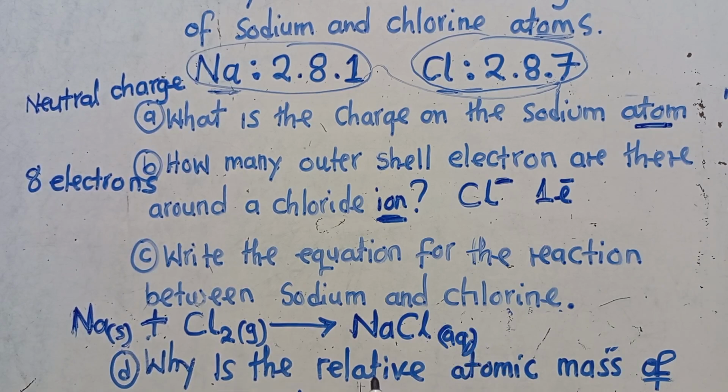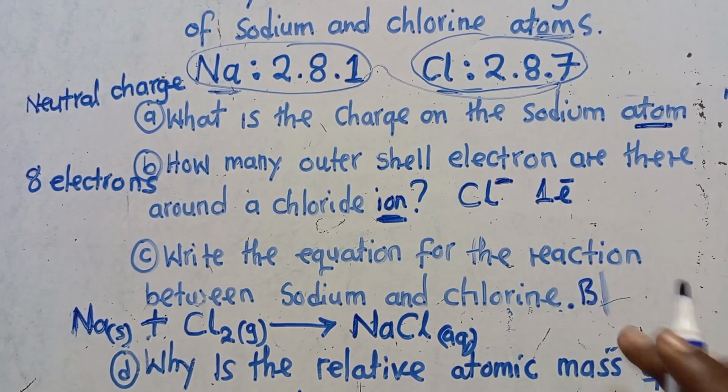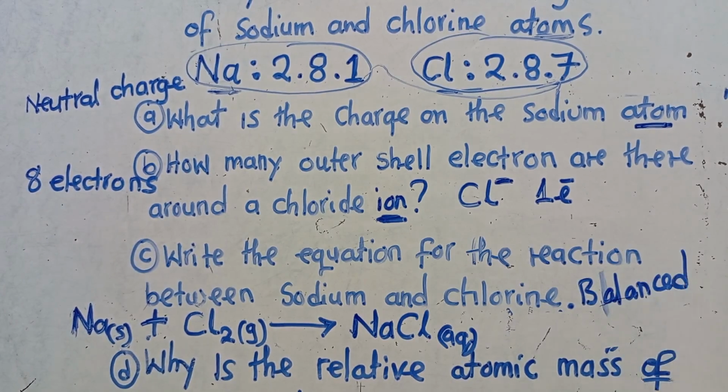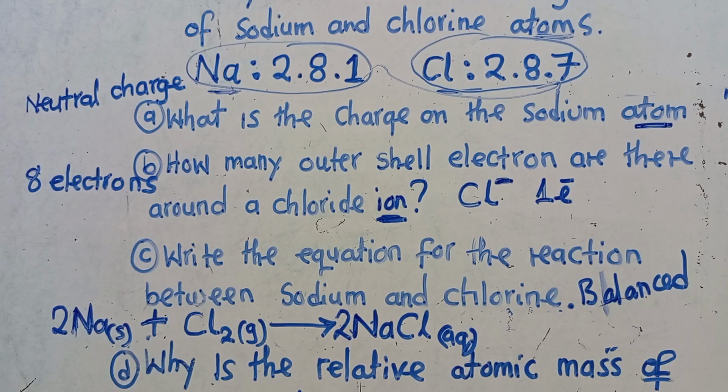From here now, the answer that you are supposed to put, you need to write equations that are balanced. You need to write a balanced equation. So for us to write a balanced equation, we check chlorine 2, chlorine 1. When we put a 2 here, we also put a 2 for sodium there, meaning it is balanced.